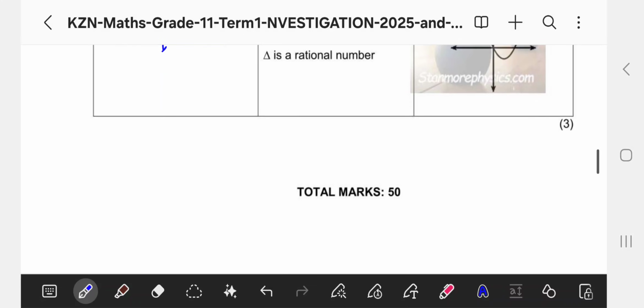That brings us to the end of this investigation. Hopefully this gives you guys more or less of an idea of what you can expect. Also remember to please continue revising. Please go over the table and the flow diagram that I've shown you for nature of roots. I wish you guys all the best.